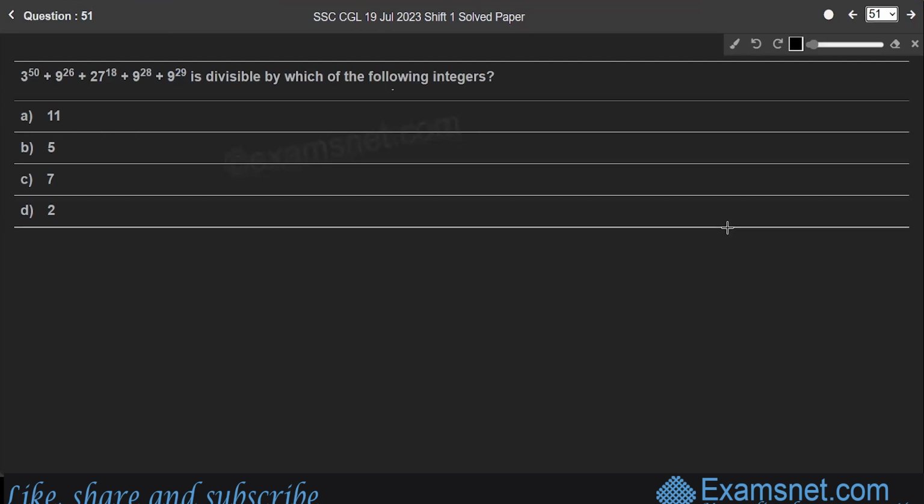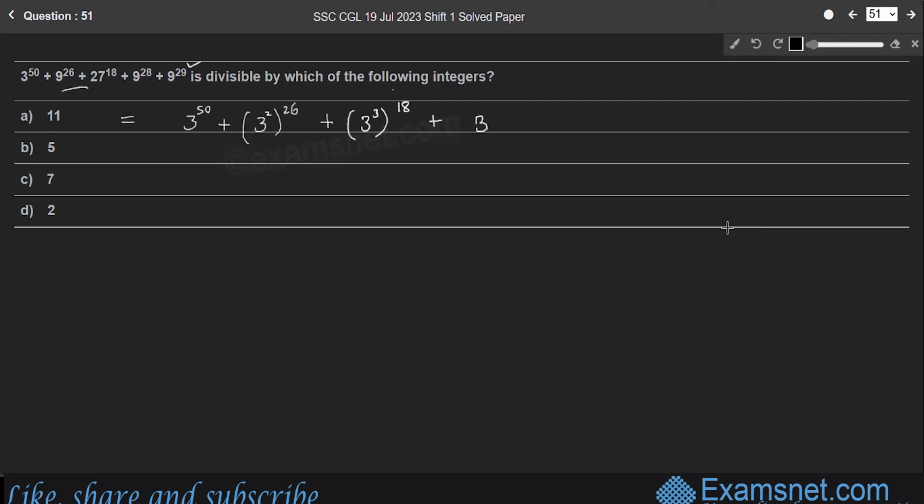Question 51. 3 raised to 50 plus 9 raised to 26 plus 27 raised to 18 plus 9 raised to 28 plus 9 raised to 29 is divisible by which of the following integers? So we'll write the given expression as, the first number as it is, 3 raised to 50, right? And the second number is 9 raised to 26. So let us express the second number as a power of 3, since 9 is 3 square, so 3 square raised to 26. Right? And the third number is 27 raised to 18. So we'll write 27 as 3 cube, so 3 cube whole raised to 18.